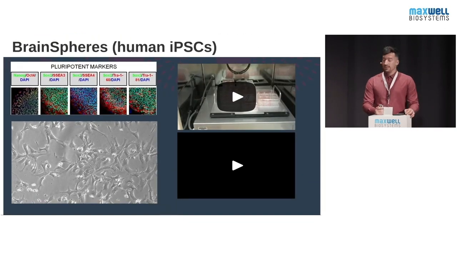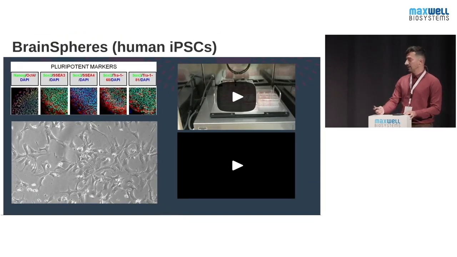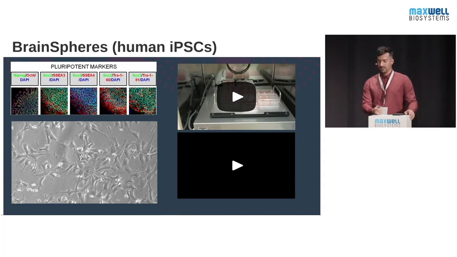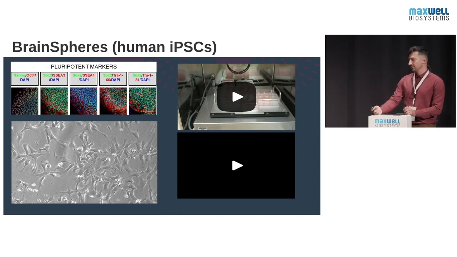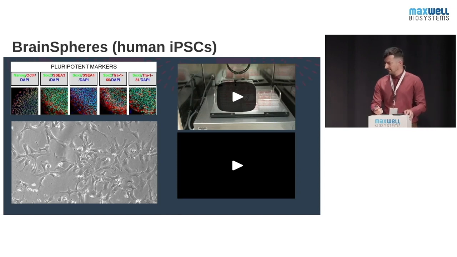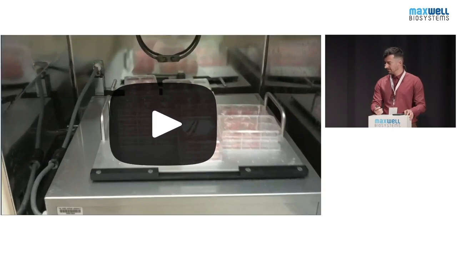So basically what we did is something similar to what many people have done. We take induced pluripotent stem cells and then we differentiate them to neuroprogenitors. When we had the neuroprogenitors, we put them in a shaker like this. I brought a video.